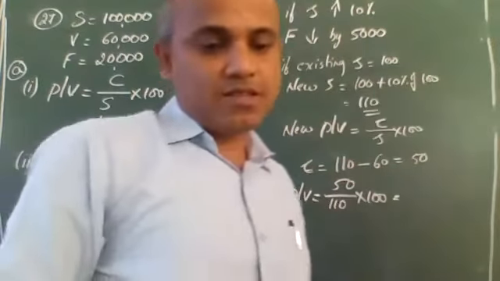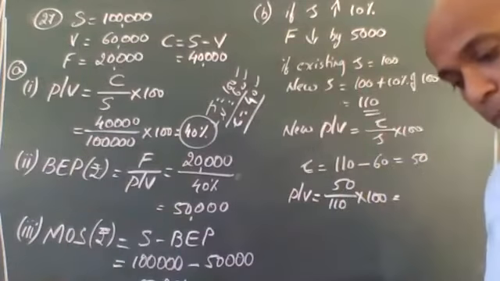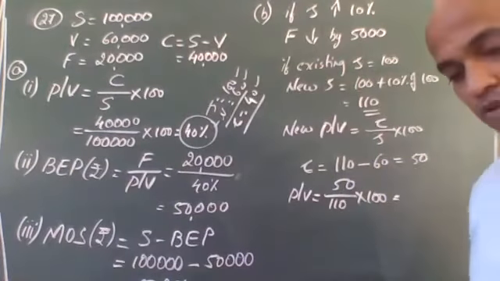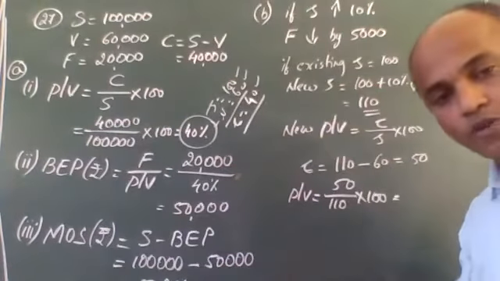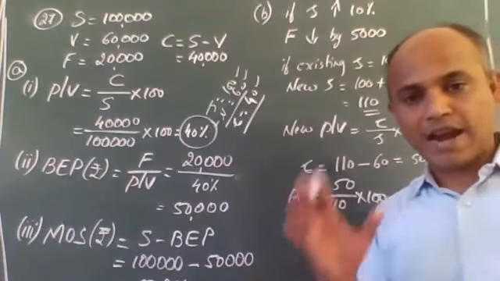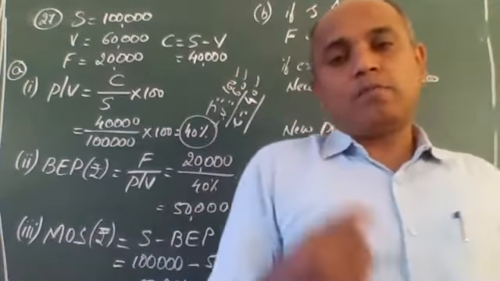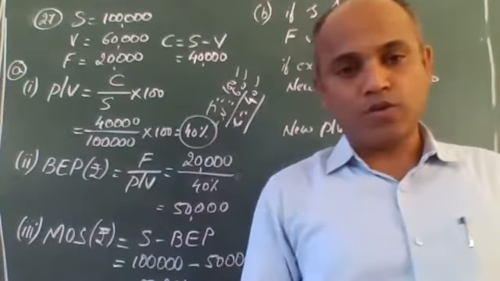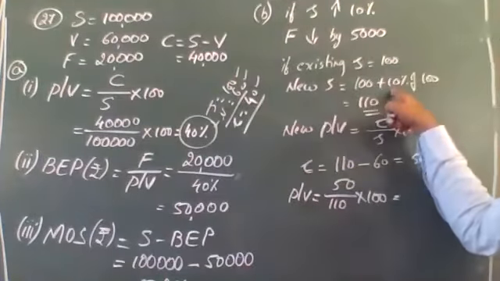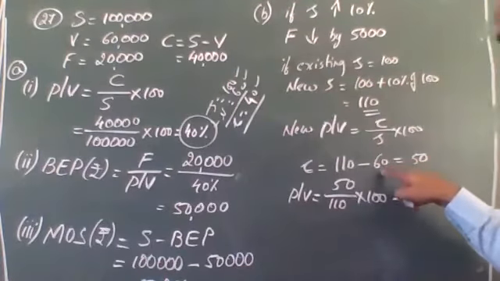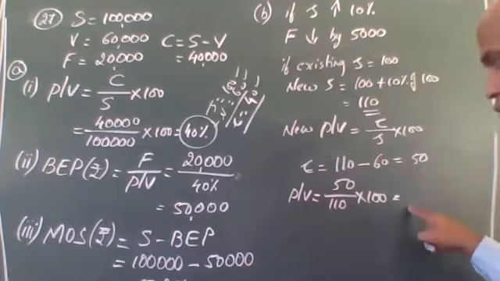So when you see this, you can go back to the question he asked. He's asking you to find out the impact of these changes on the PV ratio, BEP and MOS. Try to spend your time in understanding this. There is a change in the selling price per unit and there is no change in the variable cost per unit. So the selling price increased and the variable cost remains the same. Therefore, the contribution increases. Therefore, the PV ratio will change.